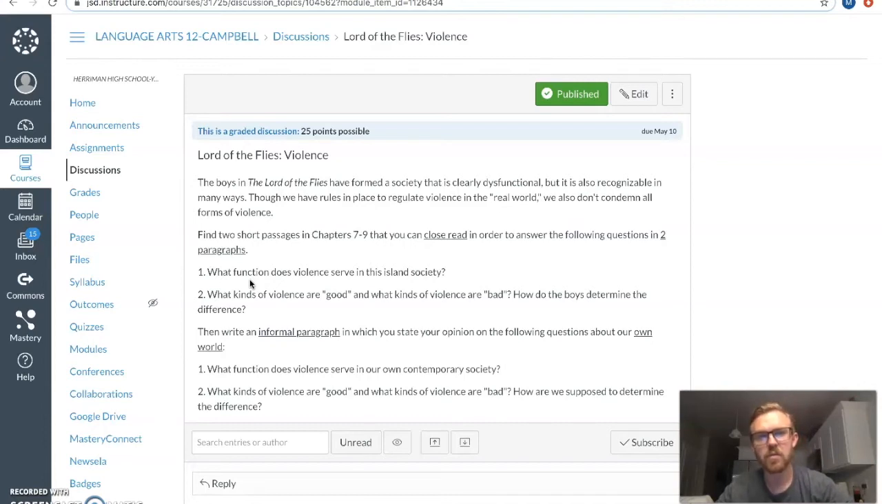Then write an informal paragraph. So for these 2 questions, you'll write 2 paragraphs, and then you'll write 1 informal paragraph over these 2 questions. Okay, so 3 paragraphs total.